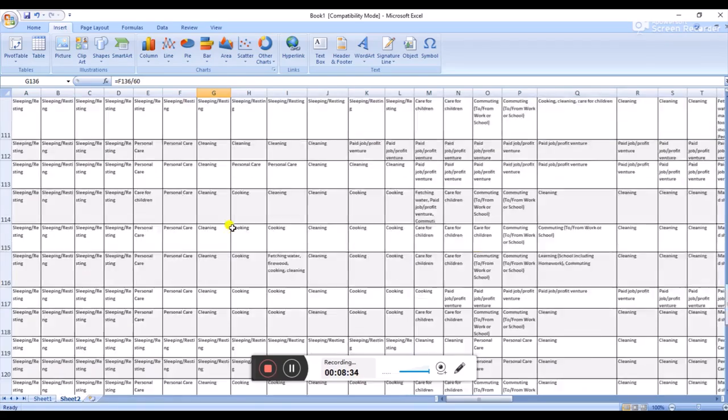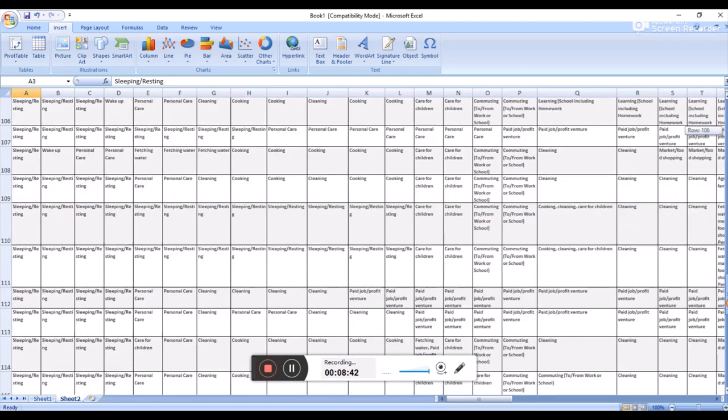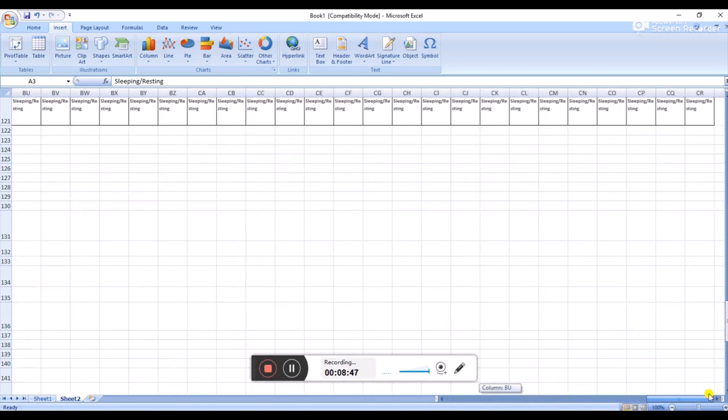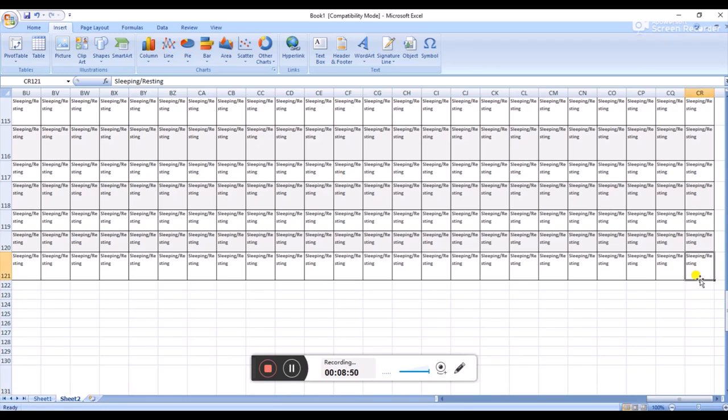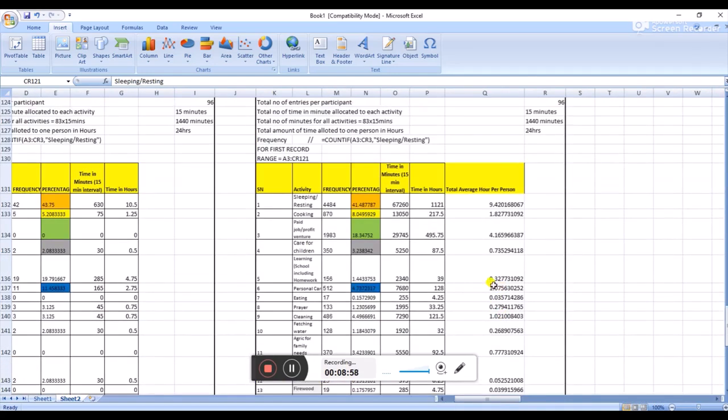So now, if we're looking at the entire data, we're going to look at the entire cell. The first cell here is A3, and the last cell here is the very last one at the extreme end of the table, and that is CR121. So that is the range that we're going to consider. If you do that, you will now see that the total number of times that sleeping and resting appeared for 111 respondents was 4,884.